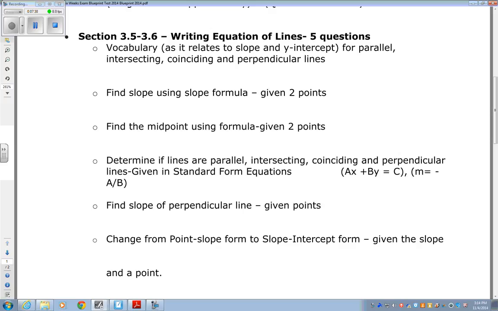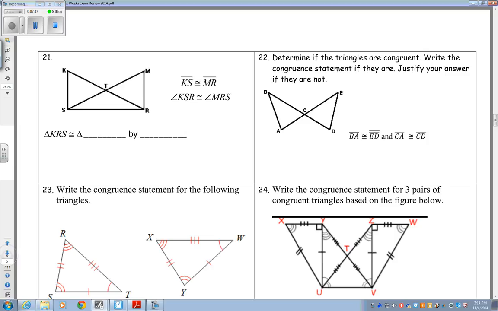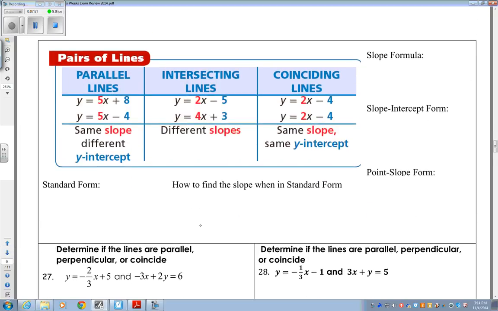coincide? Guys, coincide. On your notes on page, I think it's where it says number 24. I think it's 24. Yeah, or 27, sorry. Right here. If it coincides, it's the same slope and same y-intercept. It's the exact same equation, which means it will be the exact same line. Okay? Exact same thing, yes.